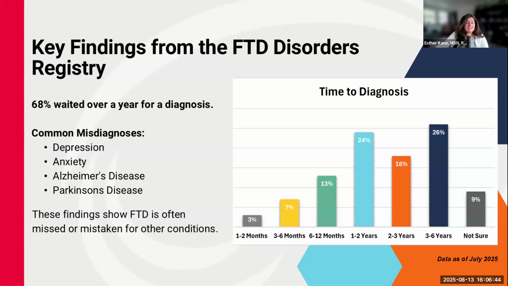So what's causing these delays? A major factor is misdiagnosis. FTD often presents with symptoms that mimic other conditions, especially in the early stages. The most common misdiagnoses include depression, anxiety, Alzheimer's, and Parkinson's. These overlaps make it easy for even experienced clinicians to mistake FTD for a psychiatric or a more common cognitive disorder. The data underscores the need for better provider education, stronger referral pathways, and greater access to specialists and diagnostic resources.